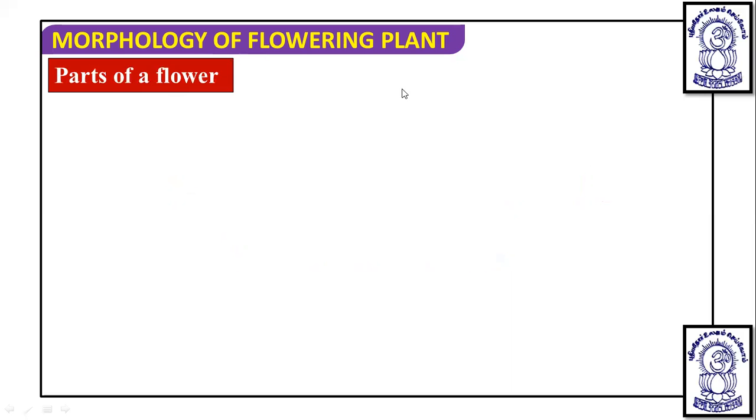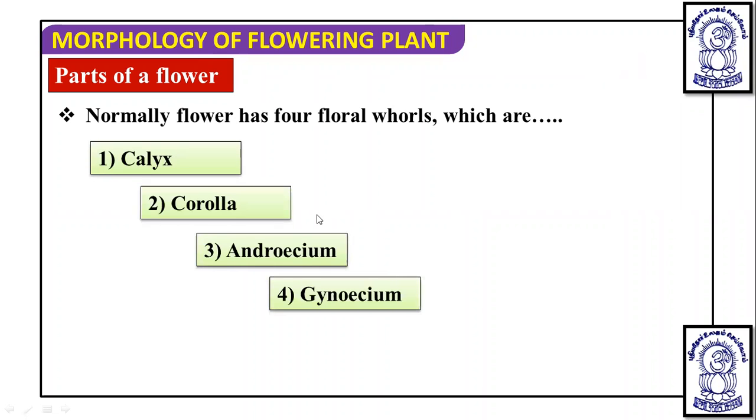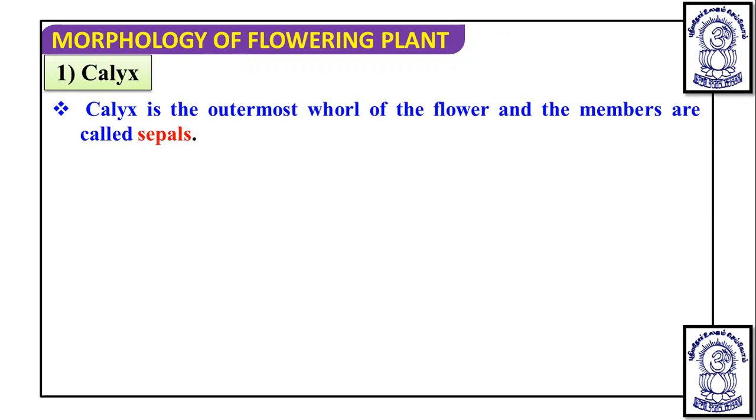So, parts of a flower. Now, normally a flower has four floral whorls, as we have discussed earlier: calyx, corolla, androecium, gynoecium. We know this. So first we are going to discuss in detail the calyx. Dear students, know that the calyx is the outermost whorl of the flower and its members are called sepals. It means the calyx is nothing but a group of sepals, present outermost in the flower.